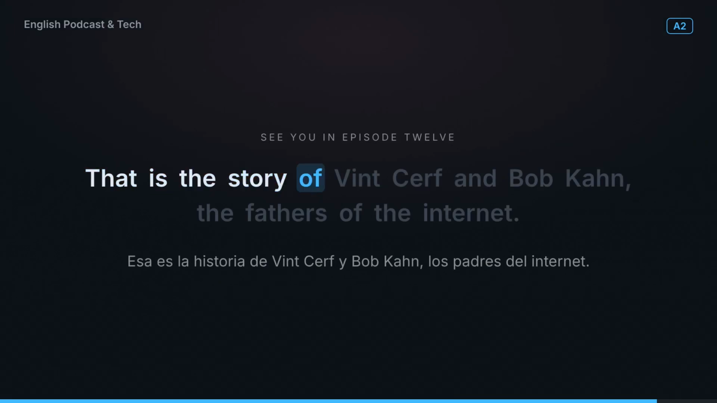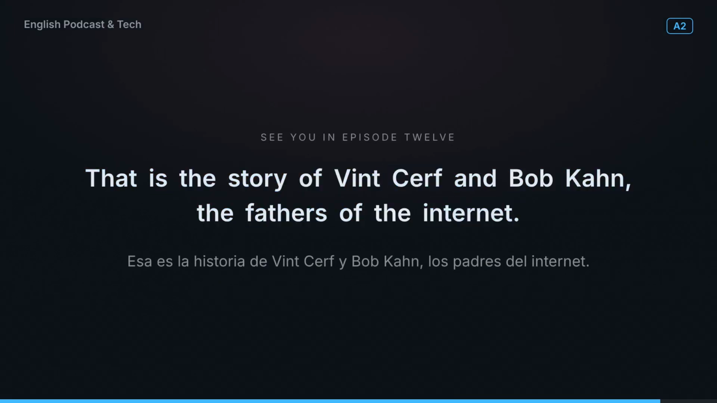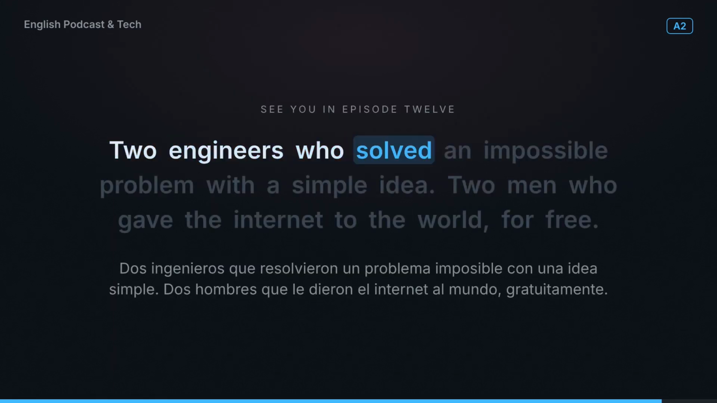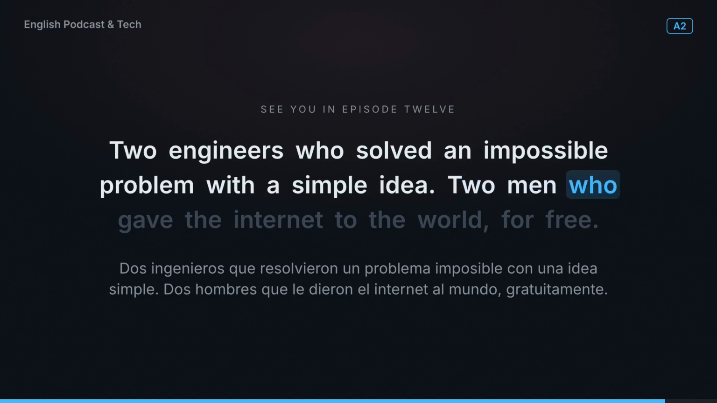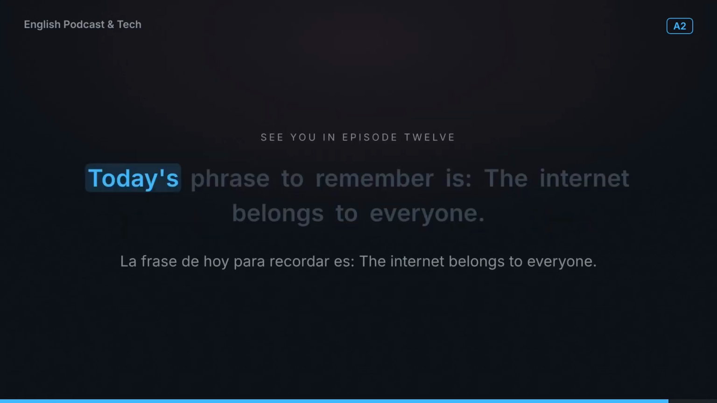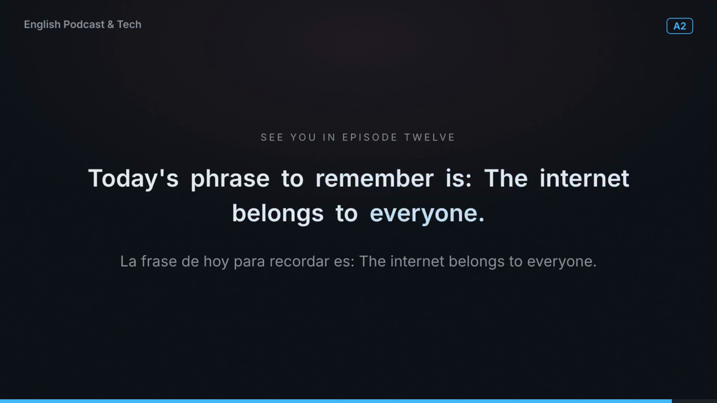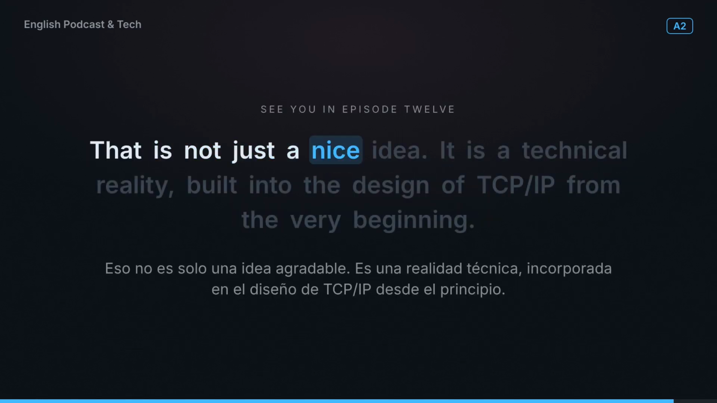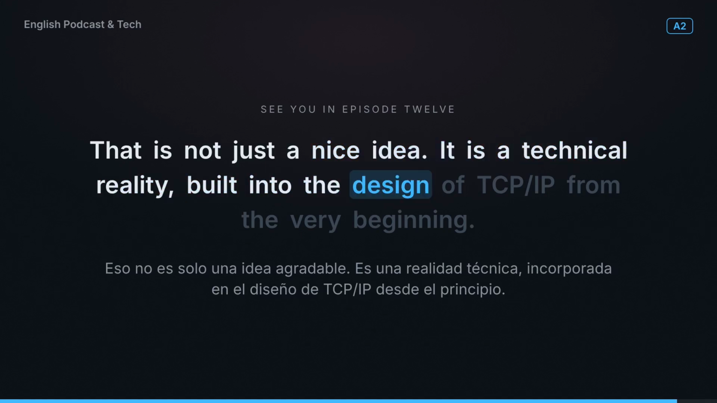That is the story of Vint Cerf and Kahn, the fathers of the Internet. 2 engineers who solved an impossible problem with a simple idea. 2 men who gave the Internet to the world for free. Today's phrase to remember is, the Internet belongs to everyone. That is not just a nice idea. It is a technical reality built into the design of TCP/IP from the very beginning.